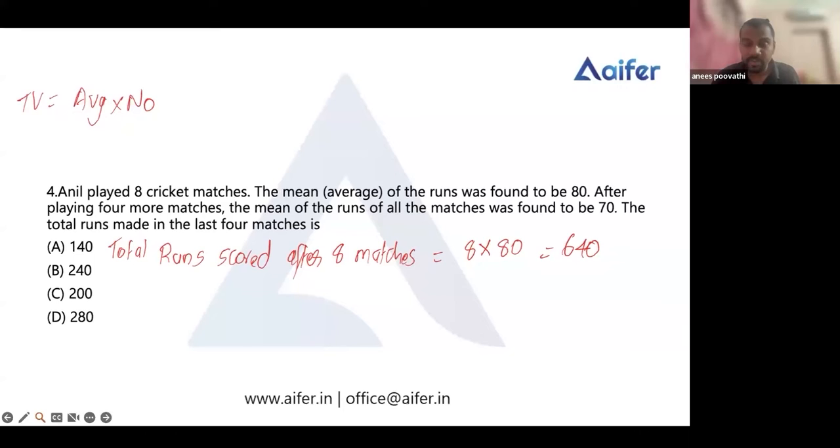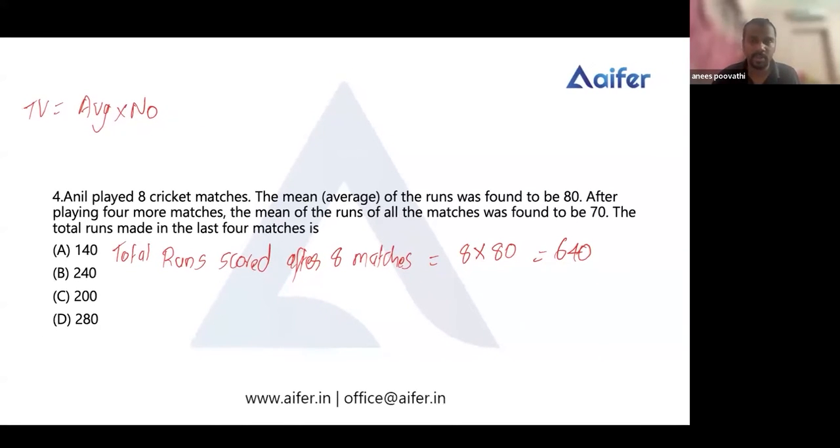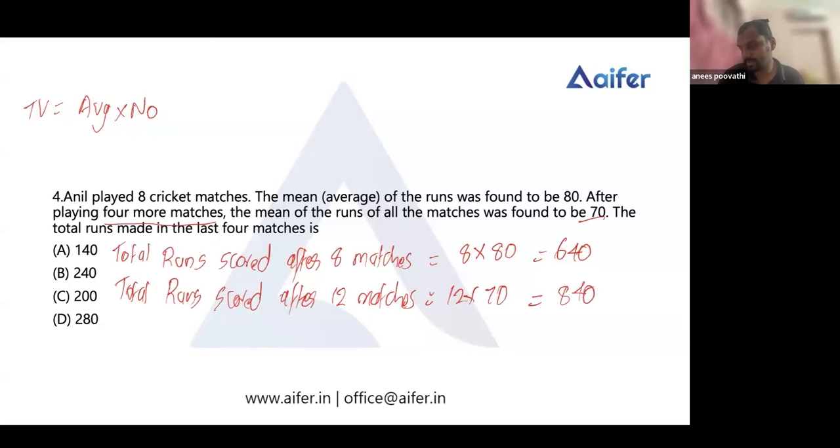Then after playing 4 more matches, which means after 12 matches, 8 plus 4 is 12. So the total runs scored after 12 matches is equal to 12 matches into the new average of 70, 12 into 70, that is equal to 840.